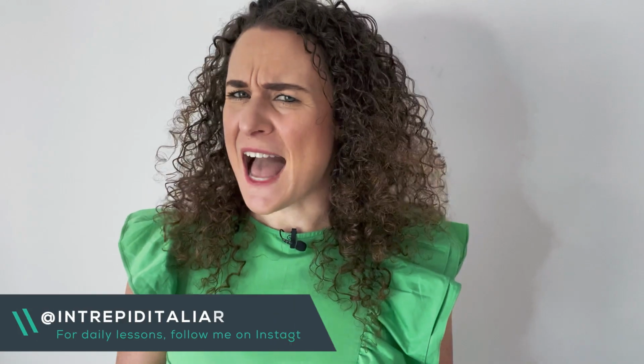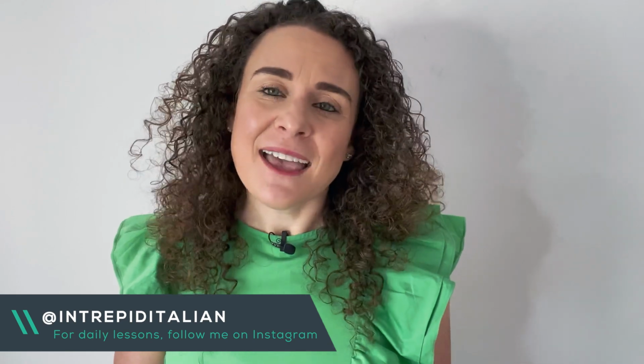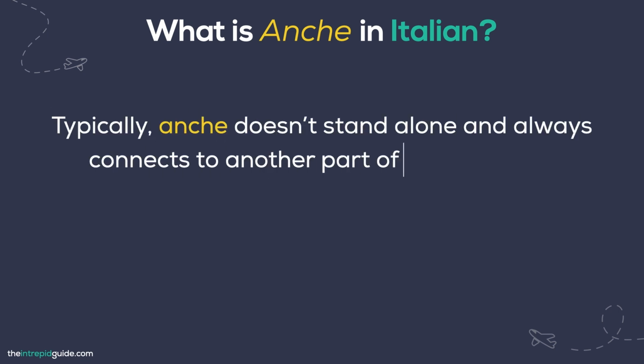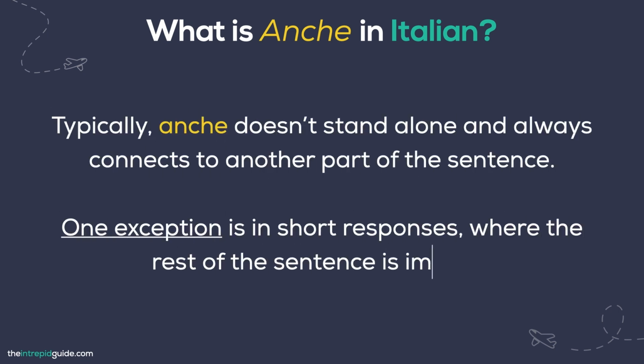Now, what is anche in Italian? Anche is an important conjunction that helps you enrich your Italian sentences in a variety of ways, from expressing agreement to adding new information. Typically, anche doesn't stand alone and always connects to another part of the sentence. One exception is in short responses, where the rest of the sentence is implied. This is very common in everyday conversations. Take a look at this example.